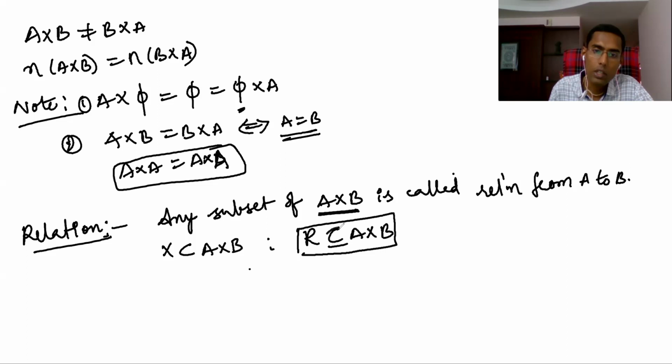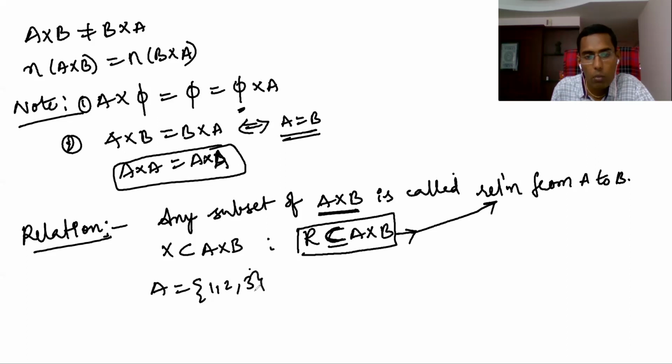How do you represent a relation? Like this. Relation from A to B, how do you represent? Like this, you represent relation from A to B. R is relation from A to B means R is subset of A cross B. Very simple. So now here I have already taken A equal to 1, 2, 3, and B equal to A, B.